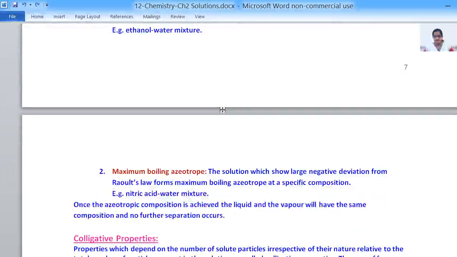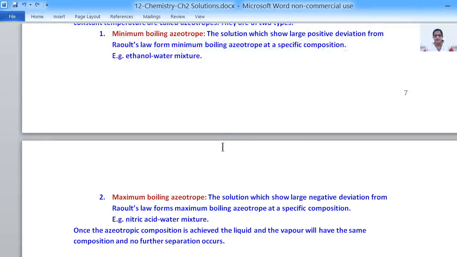Second type of azeotrope is maximum boiling azeotrope. Now, in maximum boiling azeotrope, the solutions which show large negative deviation from Raoult's law form maximum boiling azeotrope at a specific composition. Example, nitric acid water mixture. So these are the two types of azeotropes. One is minimum boiling and the other one is maximum boiling. So please study the examples for minimum and maximum boiling azeotropes.